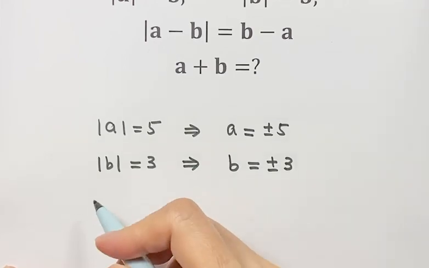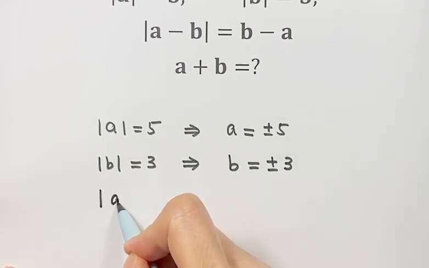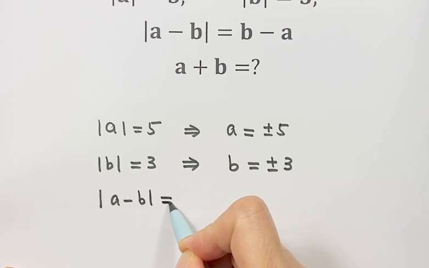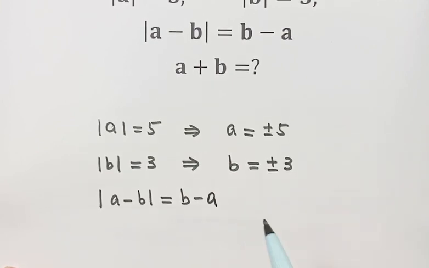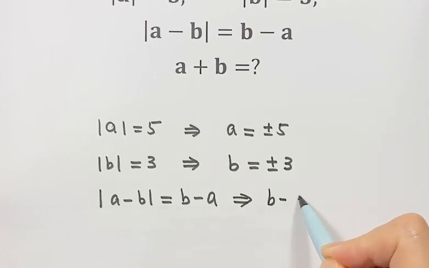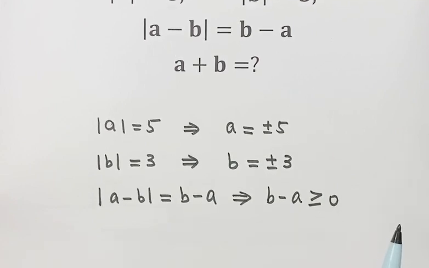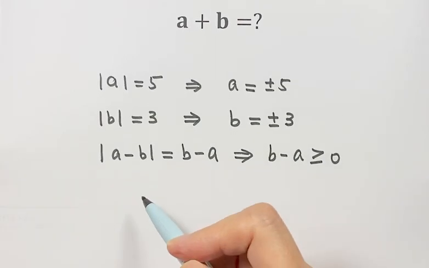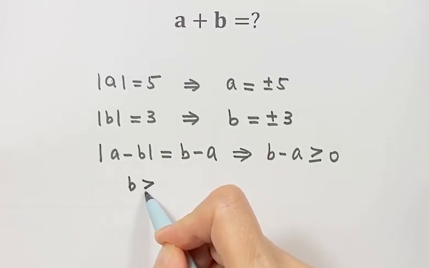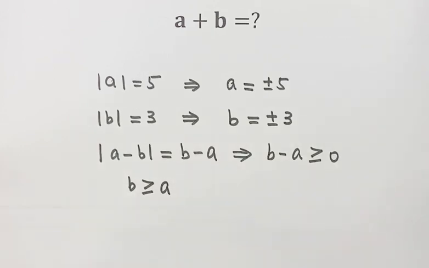Then let's check the third condition. The third condition is just the absolute value of A minus B is equal to B minus A. Because any absolute value is bigger than or equal to 0, that means B minus A is bigger than or equal to 0. If we solve this inequality, adding A to both sides, we have B is bigger than or equal to A.